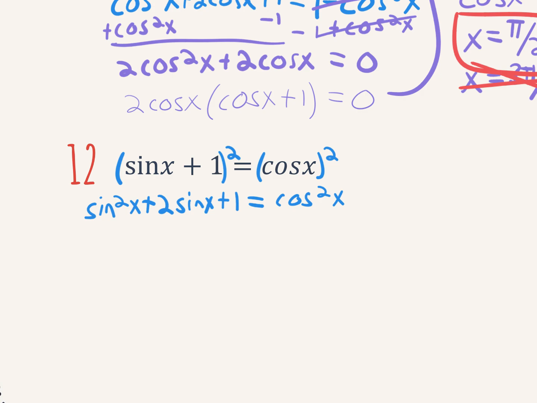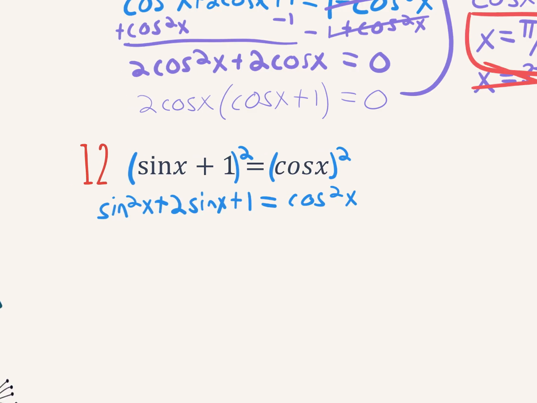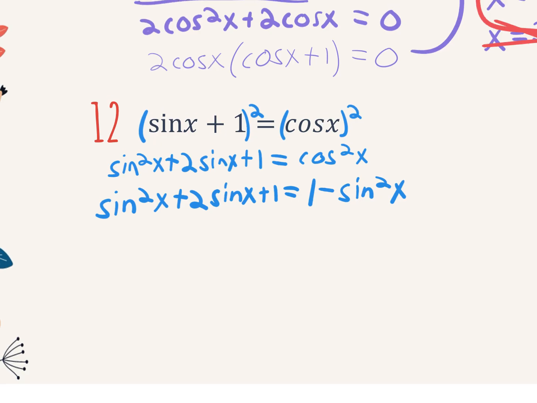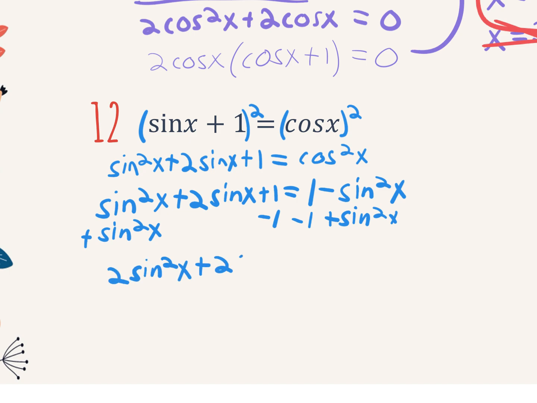What can we do to get the exact same trig function? Yes, nice. So this is going to become sine squared x plus 2 sine of x plus 1 equals, using our Pythagorean identities, 1 minus sine squared x. Just like before, we can get everything to one side, set it equal to 0. So let's subtract 1 and add sine squared x. When we do that, we get 2 sine squared x plus 2 sine of x, and 1 minus 1 cancels out.